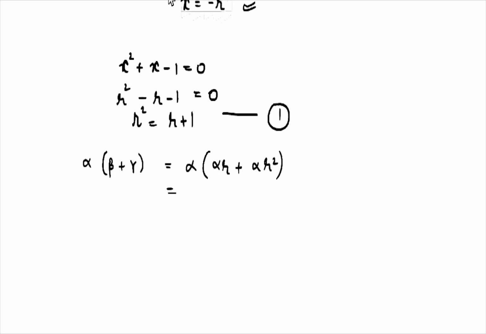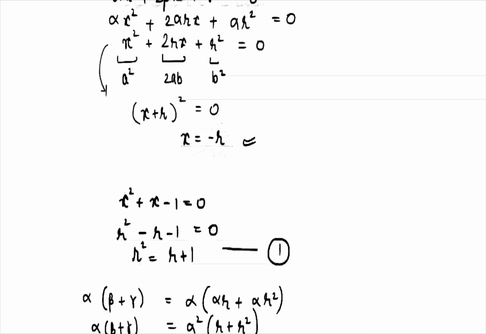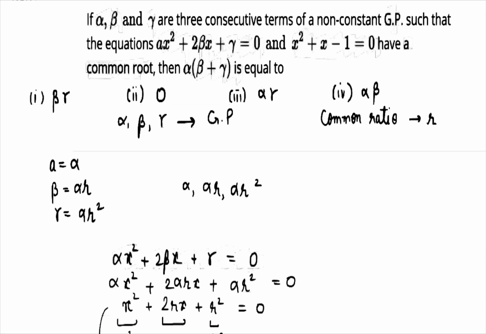Now taking alpha common, so this will become alpha into beta plus gamma. The value of this will become alpha square into r plus r square. Now we will check the value of alpha into beta plus gamma from the options. If we take the first option, let the first option be beta gamma, and we have to prove that alpha into beta plus gamma value is beta gamma.